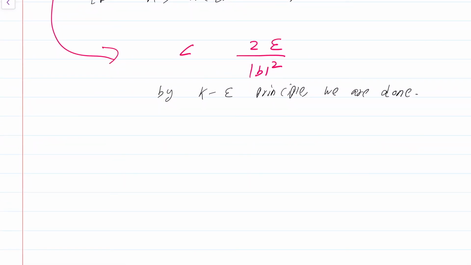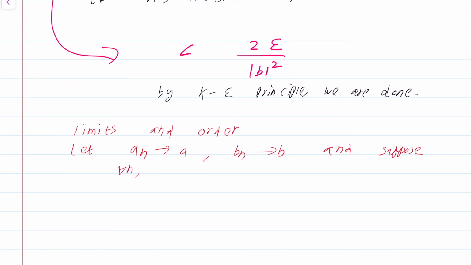These have to do with limits and order. Let again An converge to A, Bn converge to B, and suppose for all n you have An is less than or equal to Bn. Then A is less than or equal to B. Now the proof of this is rather easy.